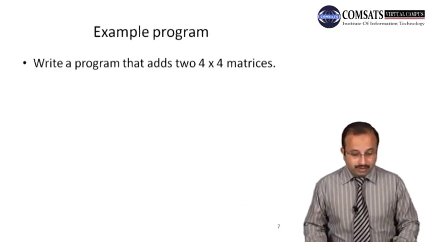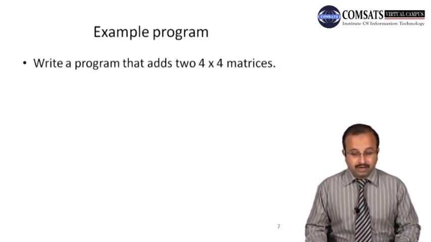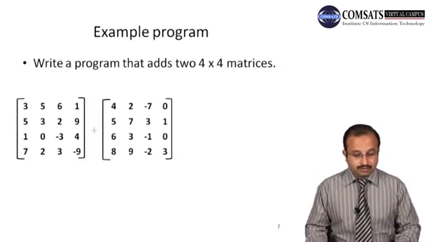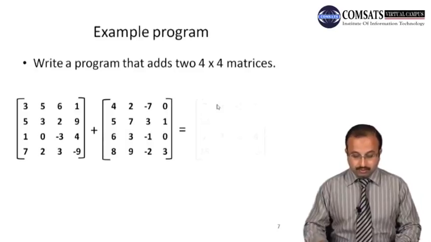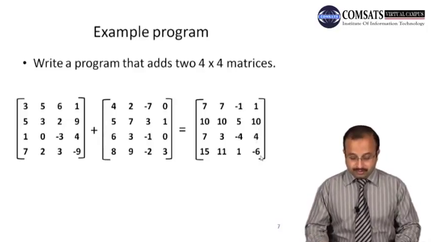Let's see the example program. Write a program that adds two matrices 4 by 4. दो matrices हैं, उसको add करें. This is matrix 1. How do we add two matrices? This is matrix 2. If we add it, we add it like this. We have to add this value to this value and store the result at the same location in the resultant matrix. So this is 7 because 4 plus 3 is 7. This is 7 because 5 plus 2 is 7. This is -1 because 6 plus -7 is -1, and 1 plus 0 is 1. So in this way you can fill out this matrix.